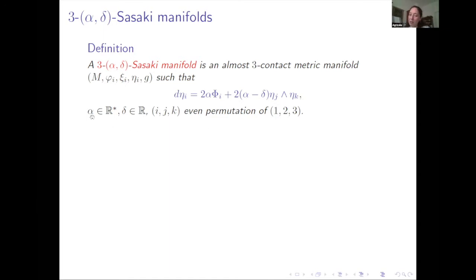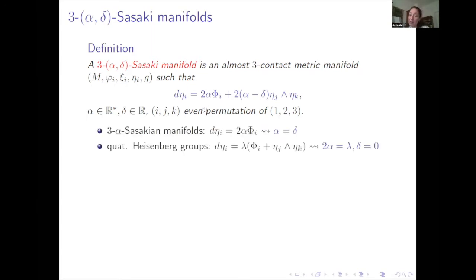As before, alpha is real non-vanishing, delta can be any constant. Okay, so I am now assuming something about the relative position of these three almost contact structures. And that's the main change, where things start to become interesting and you add flexibility to this class of objects. Three-alpha-Sasaki manifolds obviously just correspond to the vanishing of the second term. So this is normalized as alpha equal to delta, and three-Sasaki is alpha equals delta equals one.